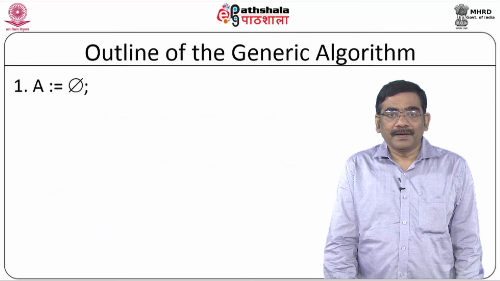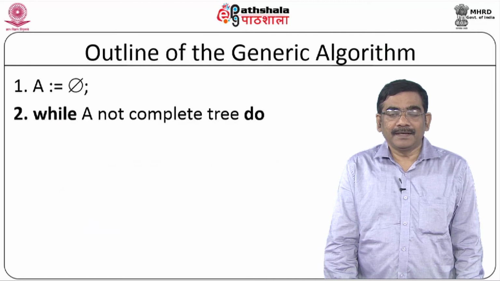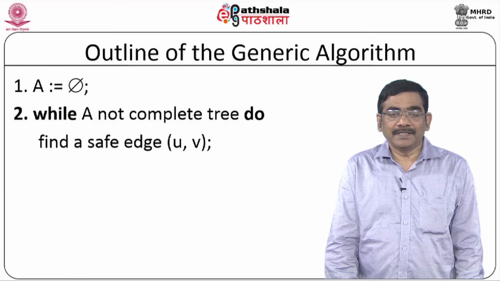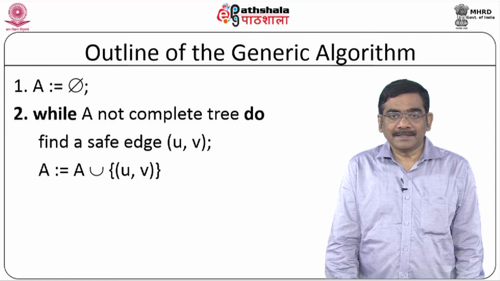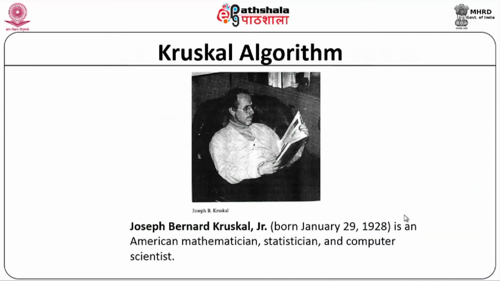So, initially it is null, then what we are trying to do is find the safe edge and add that into the set. Repeatedly doing so results in the spanning tree. Fine.